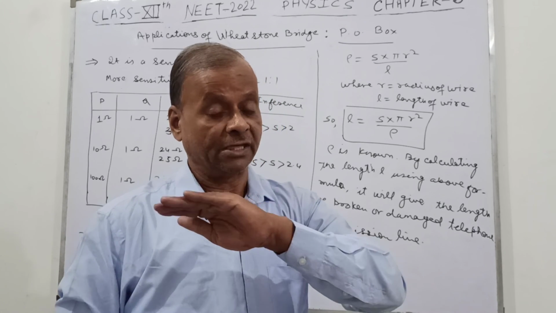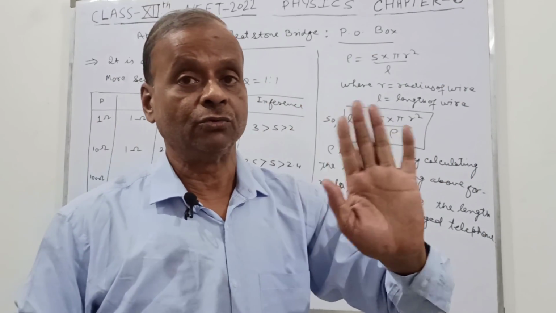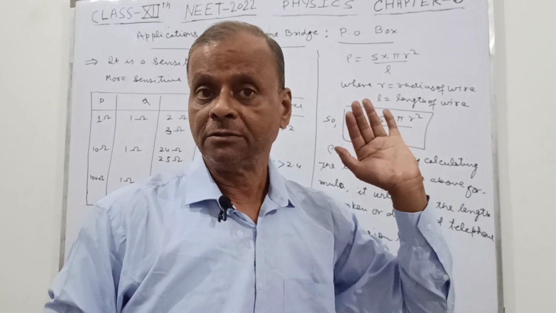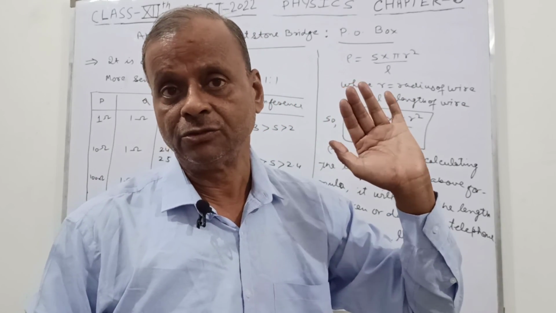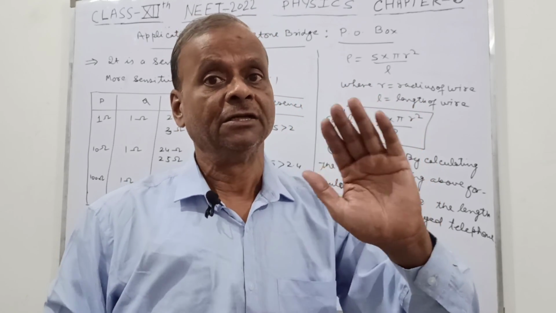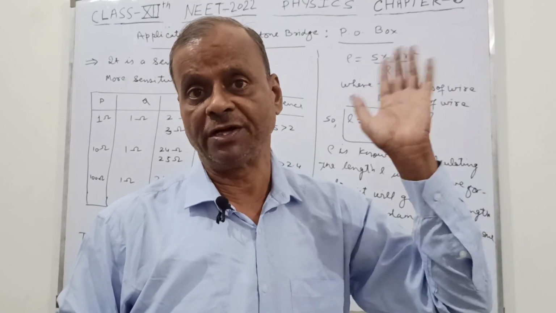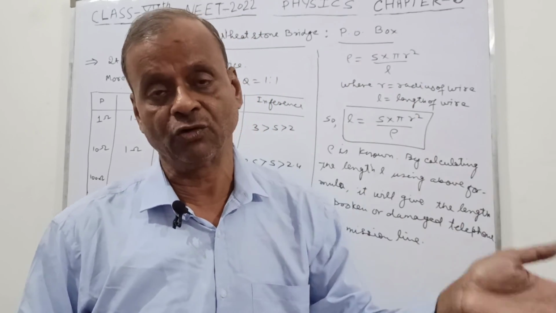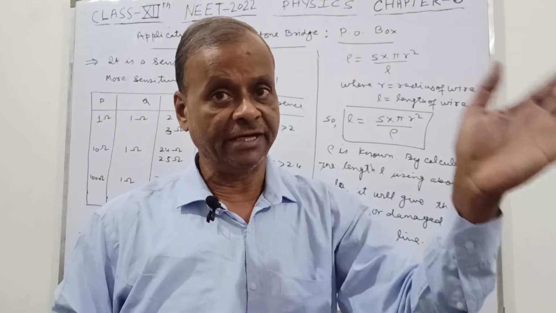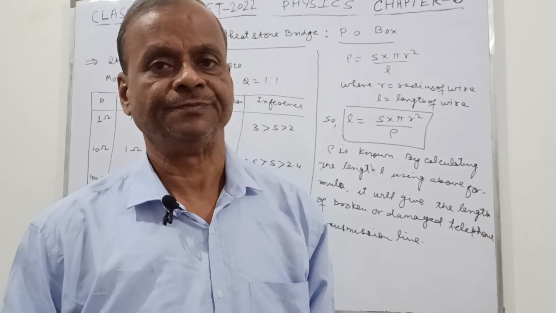Because the transmission line is very long, it is not possible to go along the line and then find where the damage is. So by using the post office box, we calculate that the wire is broken at a distance of 1 kilometer, 1.5 kilometer, or 10 kilometer, and then the people go there and they repair the transmission line.